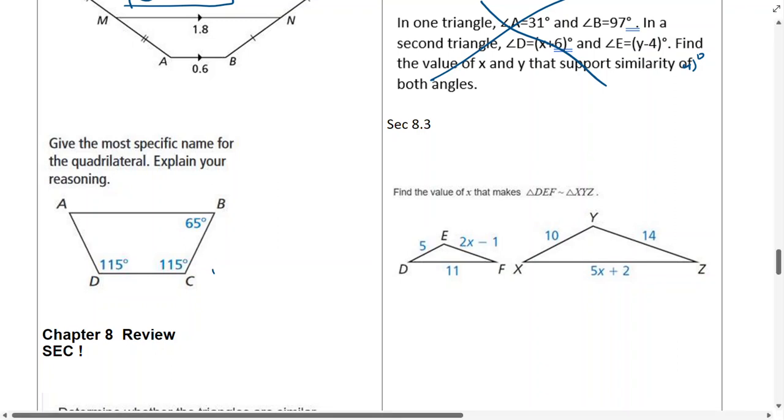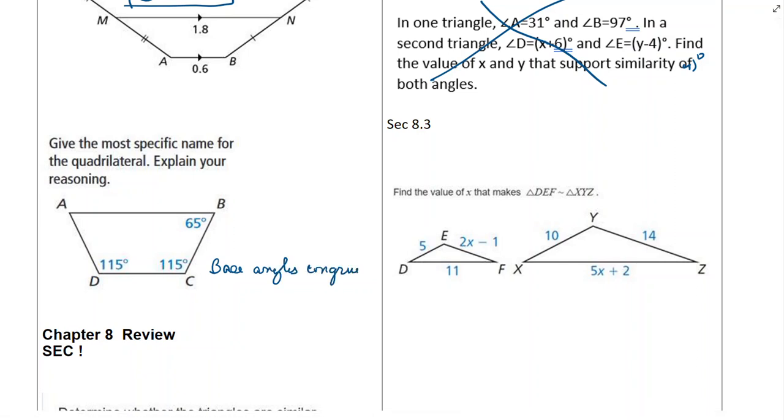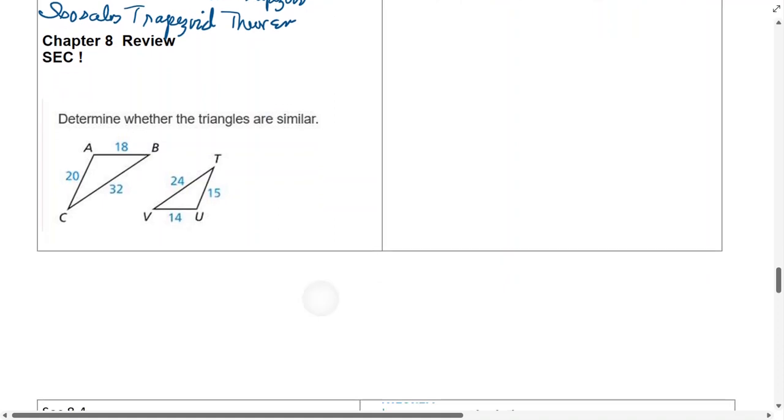Okay, we've got base angles congruent on a trapezoid. Therefore, this must be 65 degrees, and this is an isosceles trapezoid. Here, it's an isosceles trapezoid.